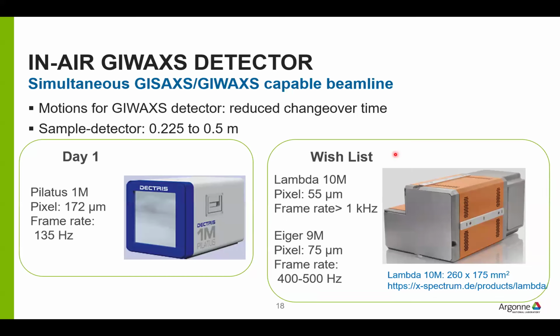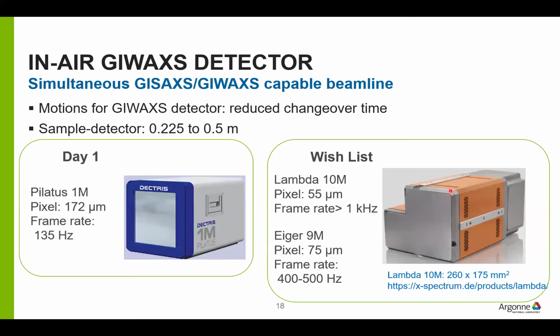So the detector will be mounted on a motion system. They'll be able to move it horizontally and out of the way, so that for the CSSI experiments, we need to put in a flight path that will create a vacuum path for CSSI. So that'll help reduce the changeover time between the two techniques. And on day one, we'll be using our area detector that's coming with us from 8IDE.